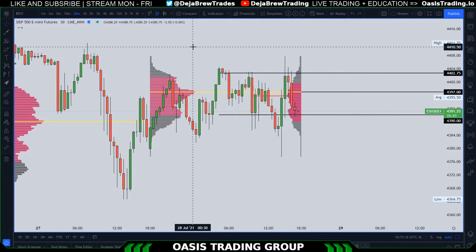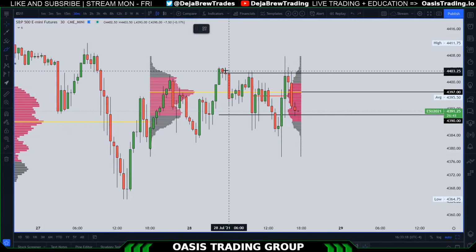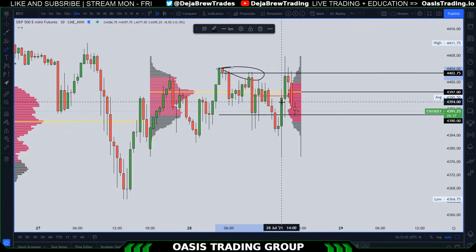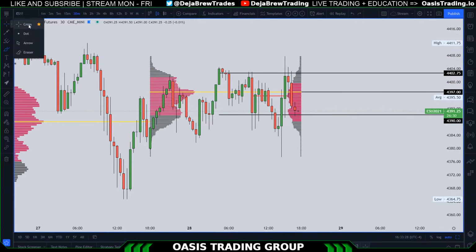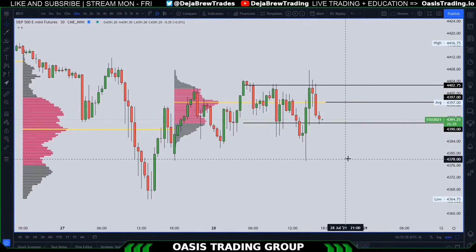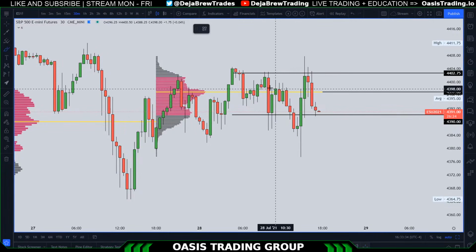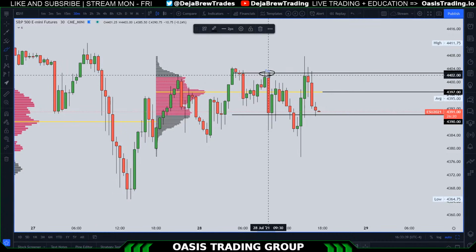Another thing that we could look for is, if this is the pre-market value area high, where did we open on our day? We opened right here. So we clearly opened weak. Let me get rid of this. We clearly opened weak because look at what it did. It opened up and it failed the pre-market value area high instantly. Right? So that's pretty weak.